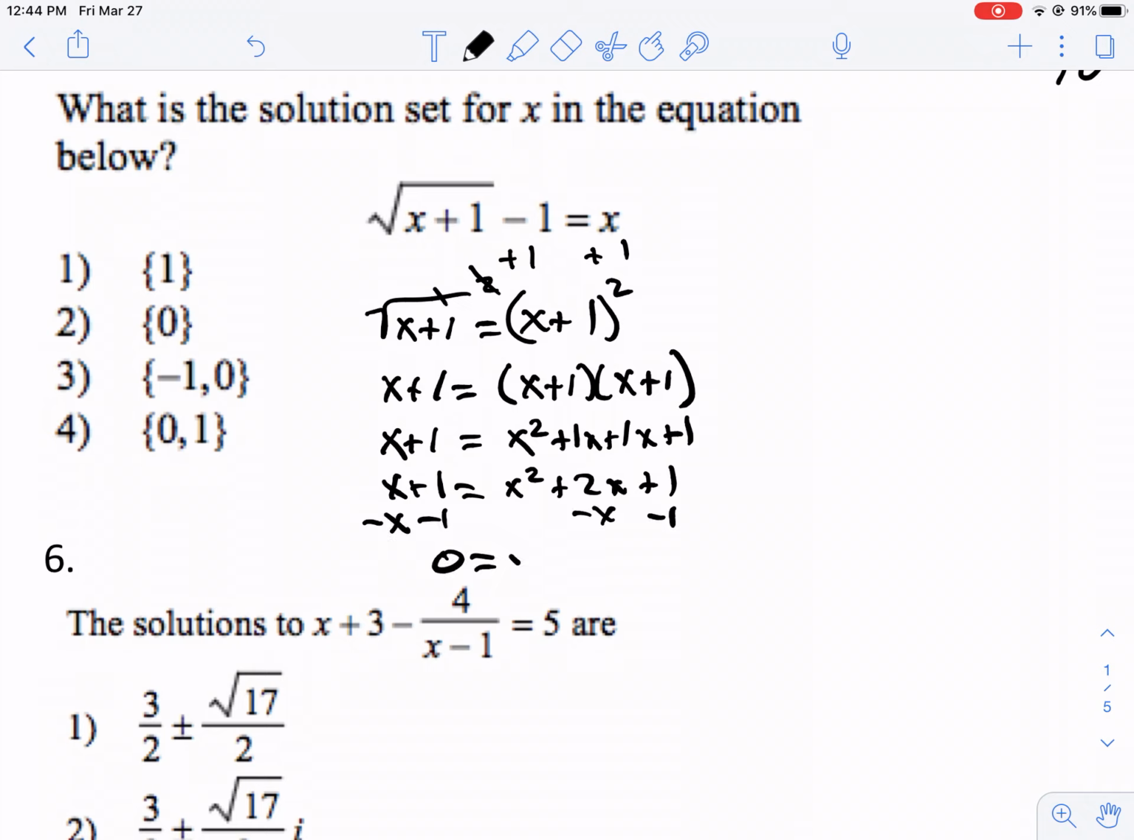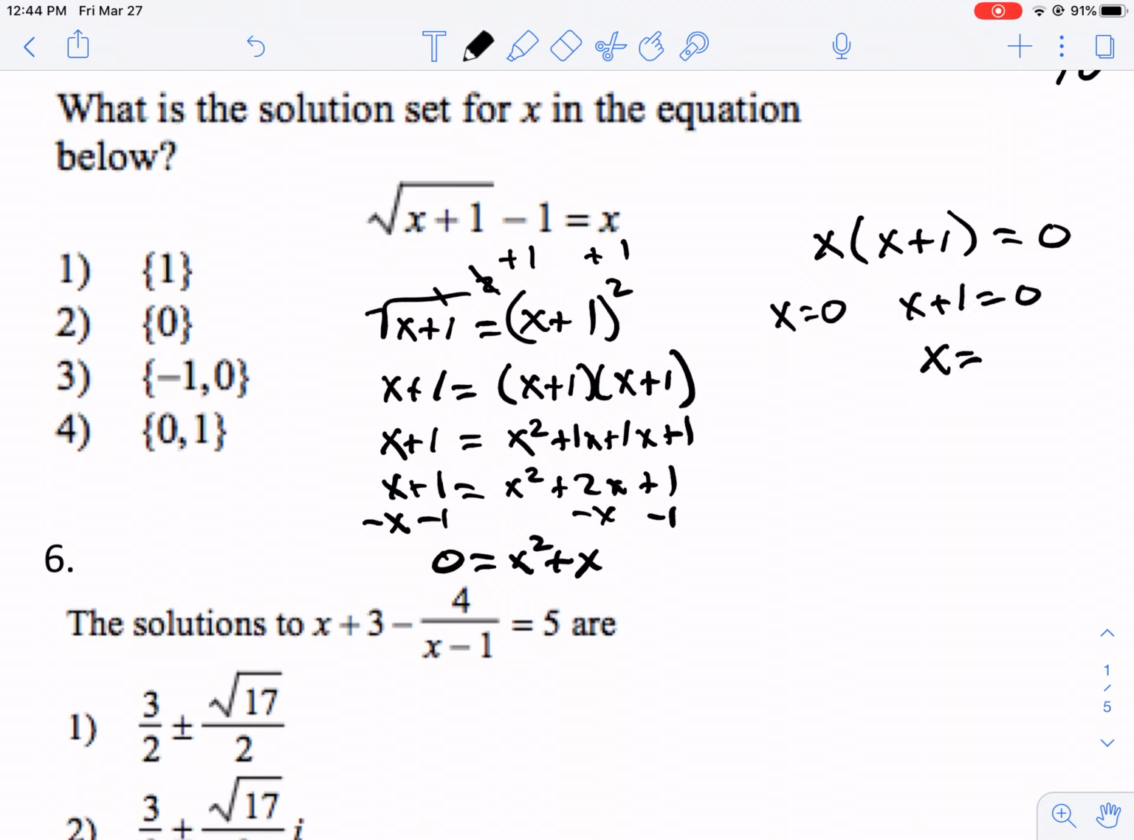And when I set it equal to 0, I get x squared plus x, and that's it. Well, all my answer choices are nice. That means I can factor this. First form of factoring is GCF. I can pull out an x. And when I do, I get x plus 1. Set each factor equal to 0. And we get 0 or negative 1.